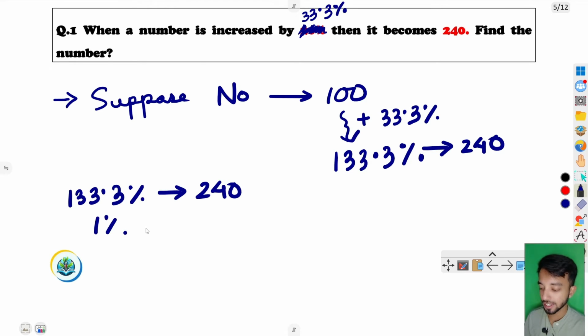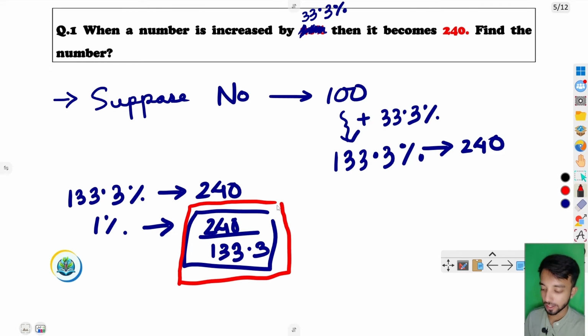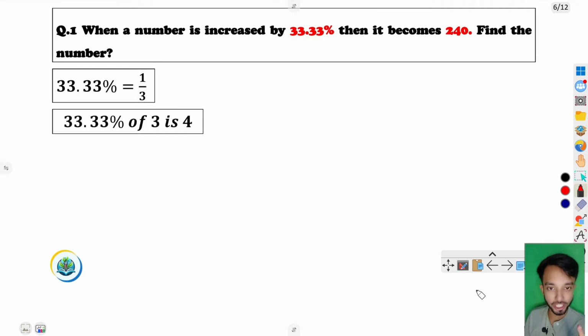So the value of 1% is equal to 240 divided by 133.3. Now here you will face the problem. You need to calculate it, and it will take time. But one basic drawback that you have in competitive examinations is the lack of time. You cannot waste time on such long, complicated calculations. I know you know how to solve it, but it's going to take time. For solving this kind of question, we have a different technique. So let's see how to solve it.